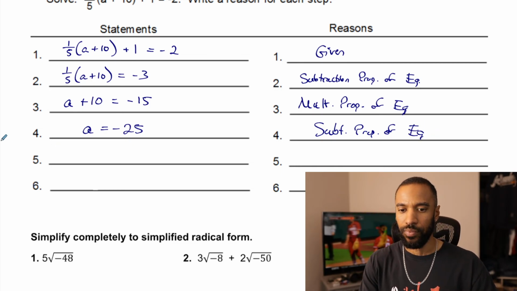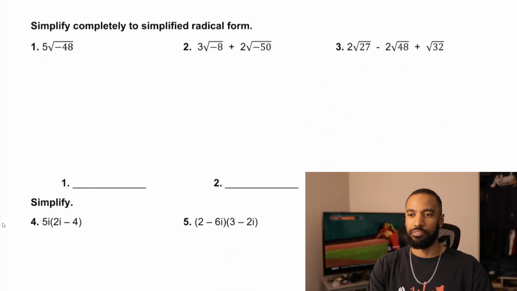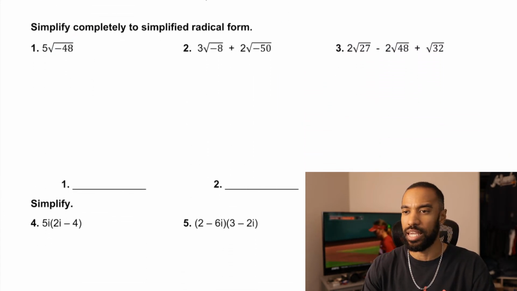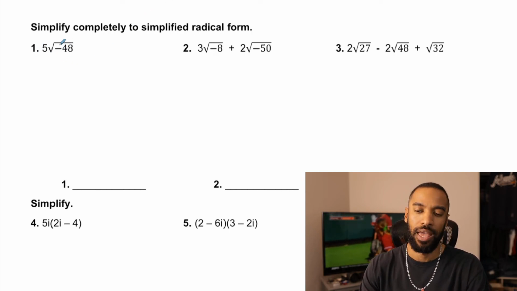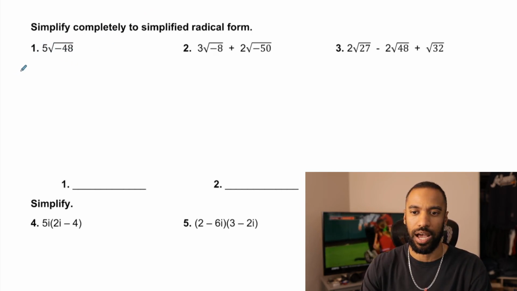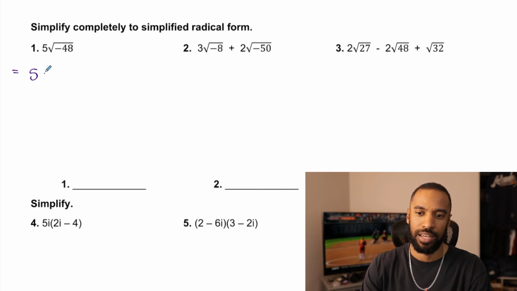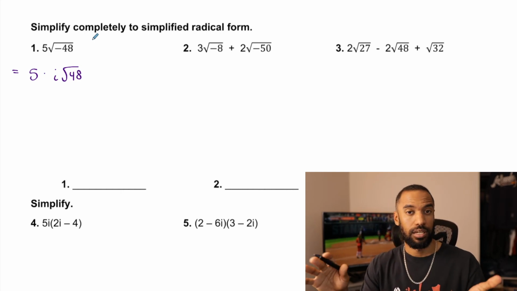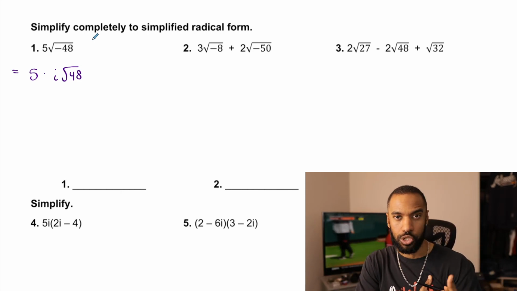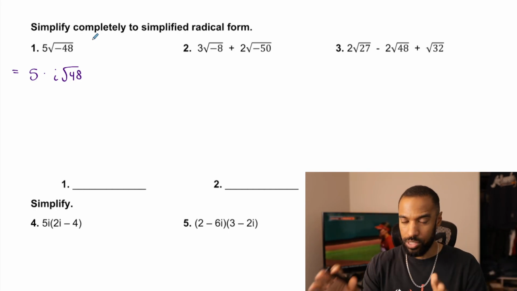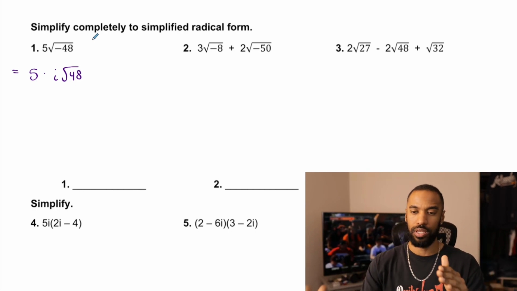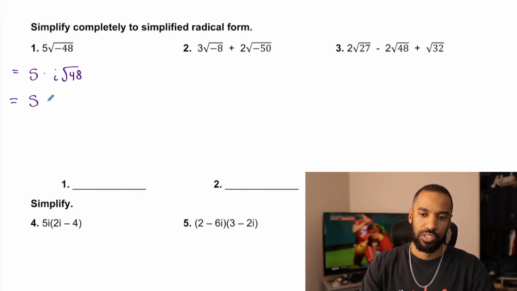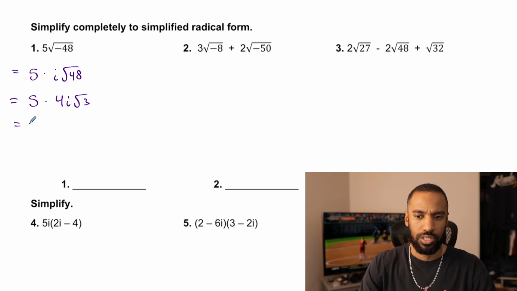Okay. Simplify completely to simplified radical form. I mentioned in the very beginning, after the first set of proofs that we did, how the negative inside a square root leads to an i. So this would turn into 5 times i root 48. But I can still simplify the root 48. 48 is 16 times 3, and I choose 16 because it's a perfect square. So root 16 times root 3 is 4 root 3. So that becomes 4i root 3. This is 5 times 4i root 3. 5 times 4 is 20. You get 20i root 3 here.